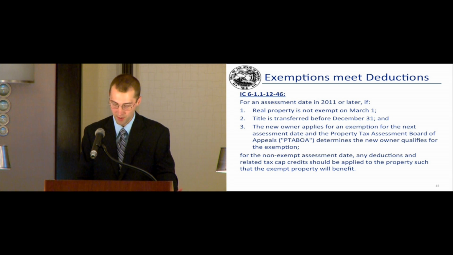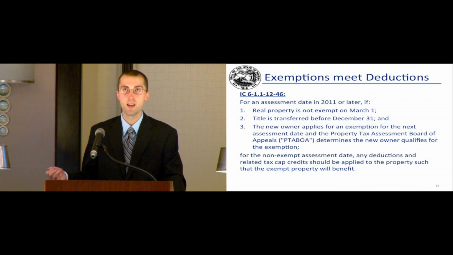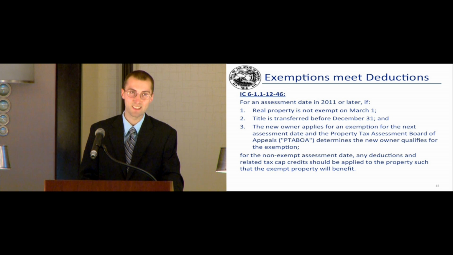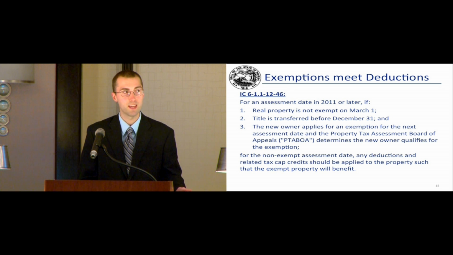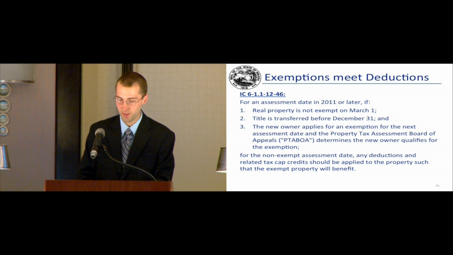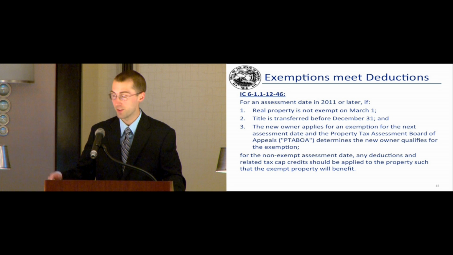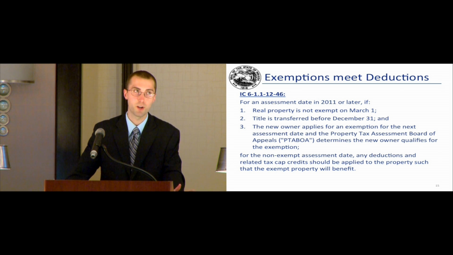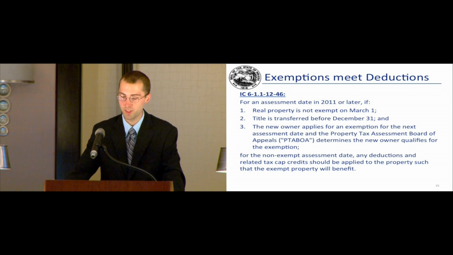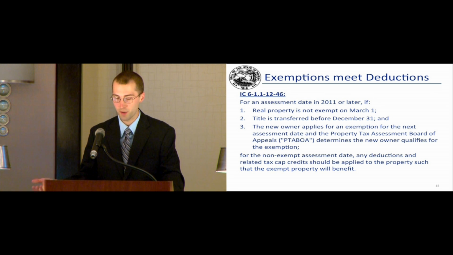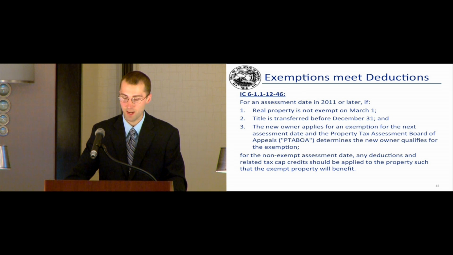So, for example, a charity acquires non-exempt property but then files for an exemption within the deadline, and after which the PTABOA grants the exemption. Because the property was not exempt as of the assessment date on the year that the charity files for the exemption, the charity would not receive the benefit of the exemption until the next year's assessment date. Under this statute, if the property had deductions in place on March 1st of the year, those exemptions would stay on for the remainder of the year, as would the circuit breaker cap and other credits that the property may be receiving for that year.